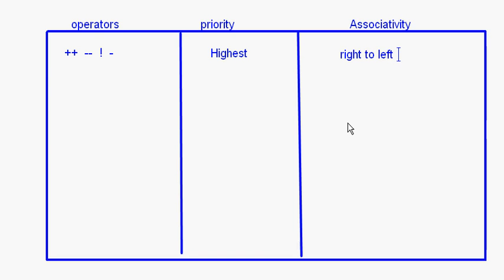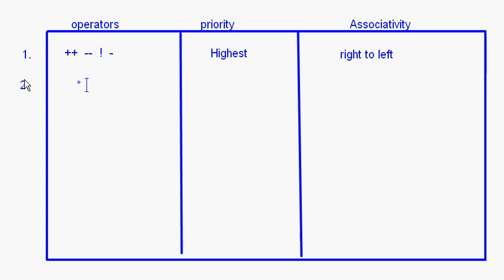Right to left means if supposing you have plus plus, minus minus and not in the same expression, all these three have got the same priority. They are coming in the same level, right? So they should be evaluated right to left. Whatever is coming on the right side should be evaluated first and then you should move to the left side, right?